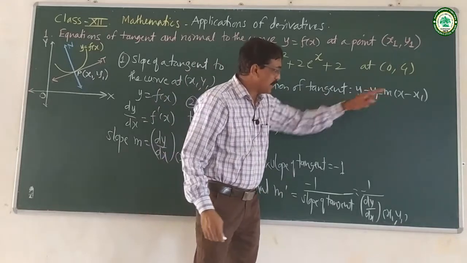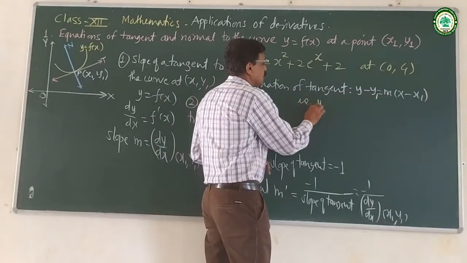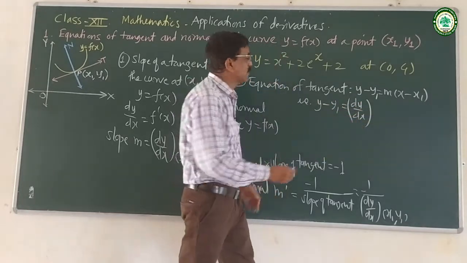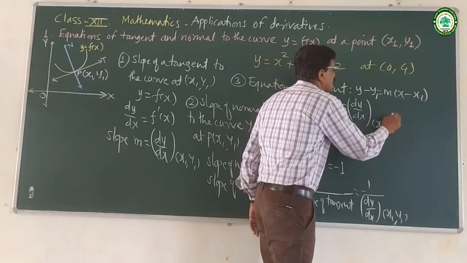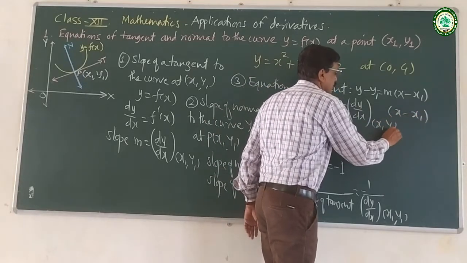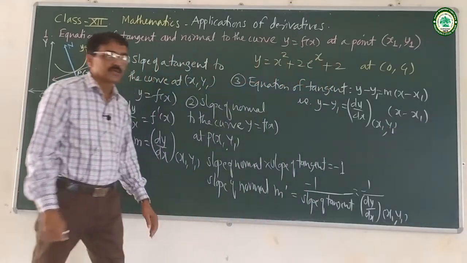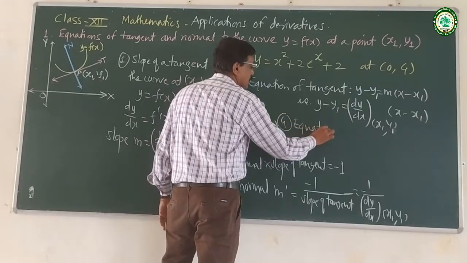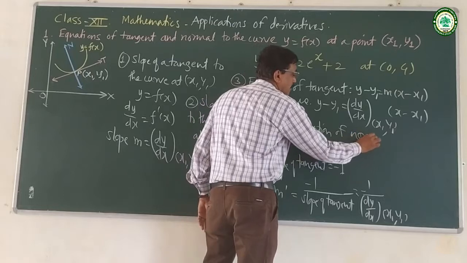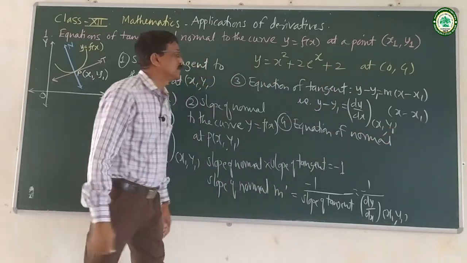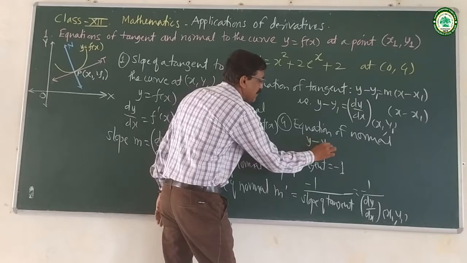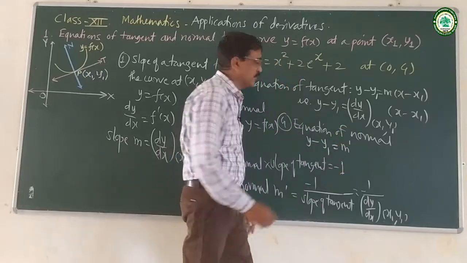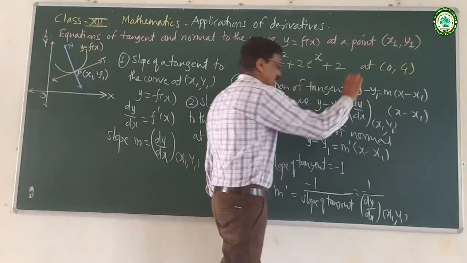M means dy by dx, derivative, that is y minus y1 is equal to m is dy by dx, slope of tangent at the point x1 y1, write it here x1 y1 into x minus x1. Similarly, equation of normal, formula 4, equation of normal to the same curve at the same point, it is same type y minus y1, same point x1 y1, but the slope is m dash, slope of normal, into x minus x1.